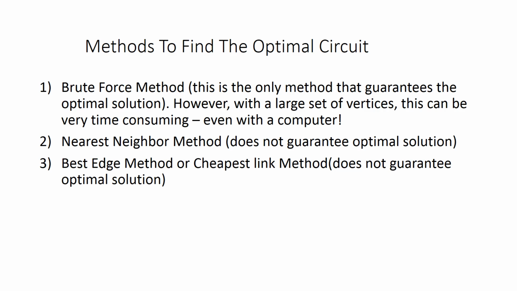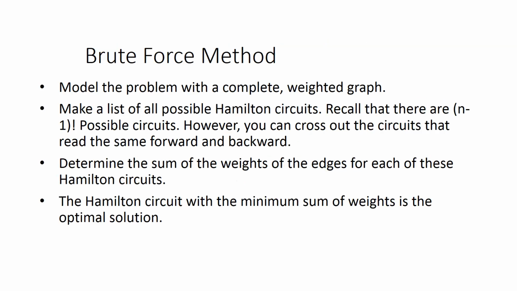We also have the nearest neighbor algorithm, and it's a good method to find the optimal solution, but it's an approximation. It could give you the optimal solution, but it may not, but it will give you a good solution. And then we also have the best edge method. It's also called the cheapest link algorithm. Again, it does not guarantee an optimal solution, although it should give you a good approximate optimal solution.